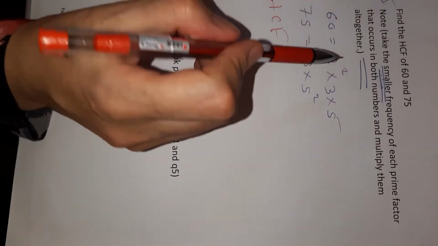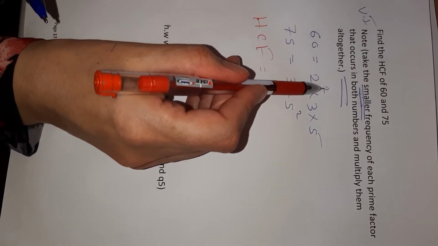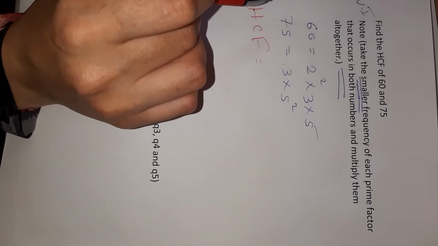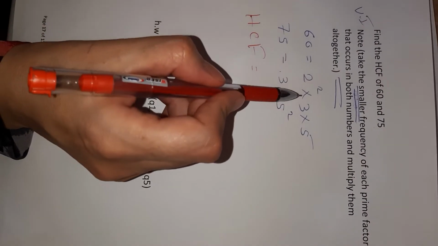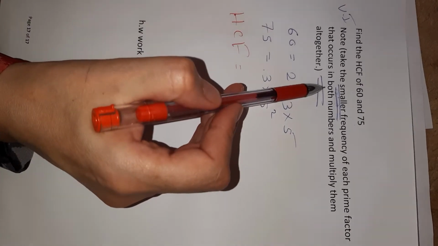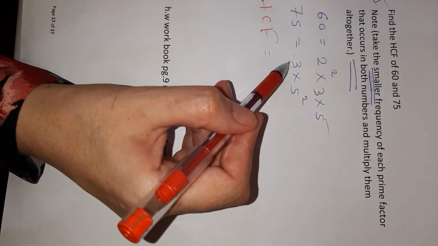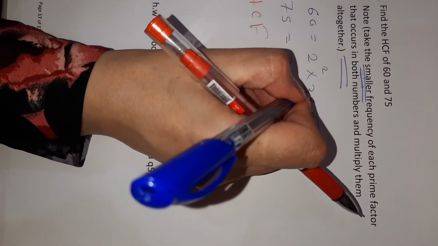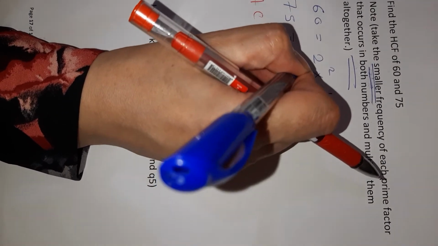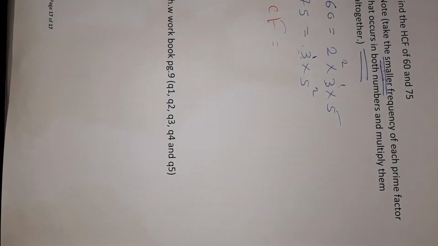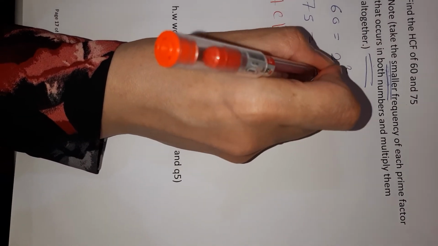How? Look. Here 2 squared. Is there any 2 here? No, don't take 2. Here we have, remember, smaller, in both. 3 and 3. Yes, both of them have 3. Now take the smaller frequency. The frequency of 3 is 1. The frequency of 3 is 1 also. Take one of them. Take the first one or the second one, that's up to you.